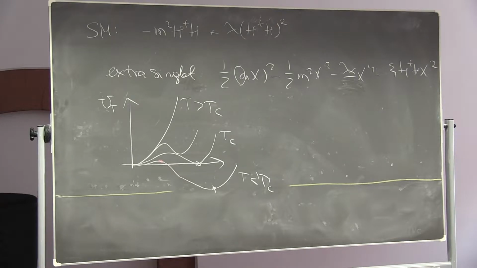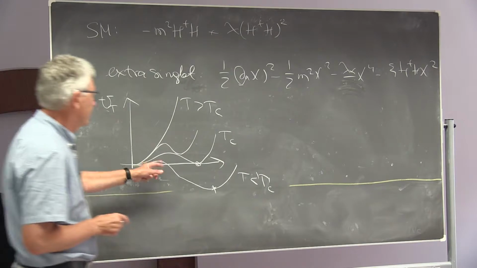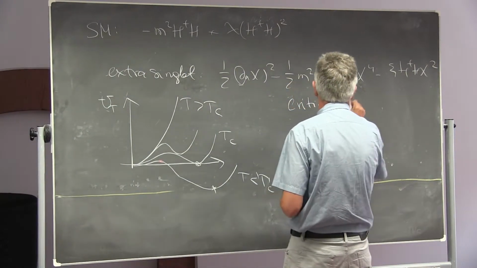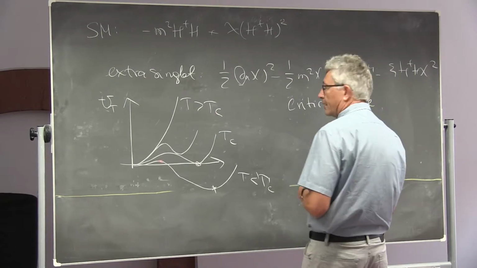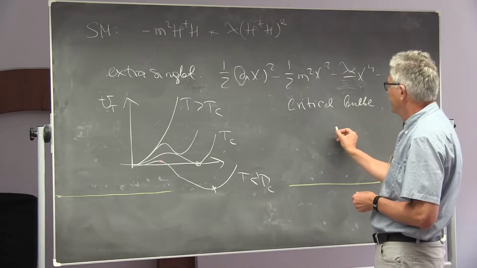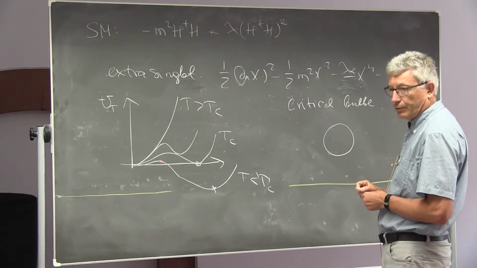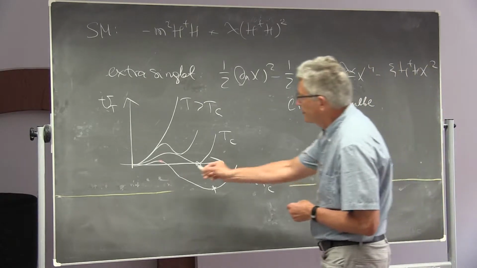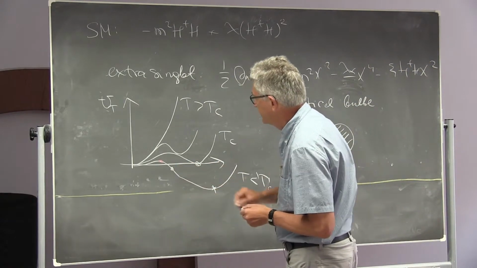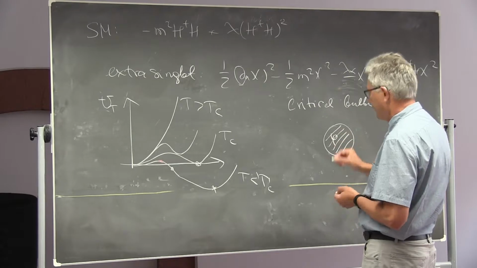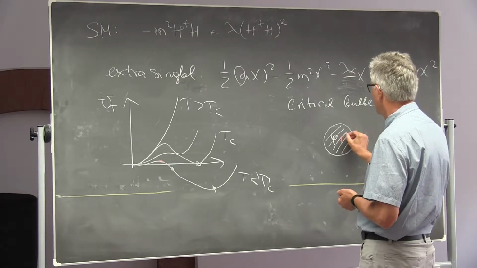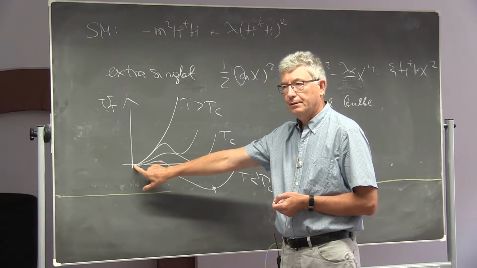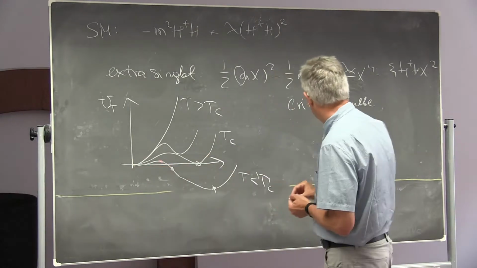Okay. And this critical bubble has the following structure. It's a spherical configuration, three-dimensional. So inside this configuration, the scalar field phi is not equal to 0. Outside this configuration, we are sitting in the symmetric phase.